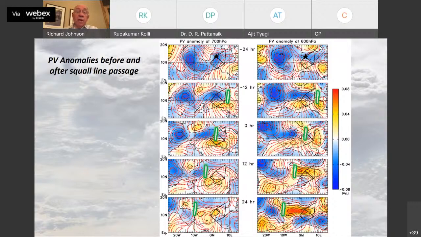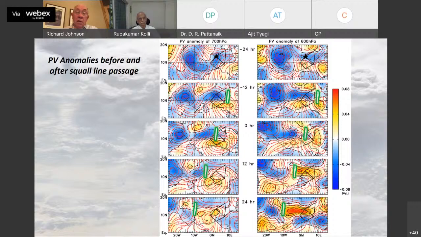So we put together in a summary here a sequence of slides going from 24 hours before to 24 hours after squall line passage at Niamey. On the left side, the PV anomaly field is shown in color at 700 hPa, as well as the circulation anomalies. And the sounding arrays are shown with the star indicating Niamey.